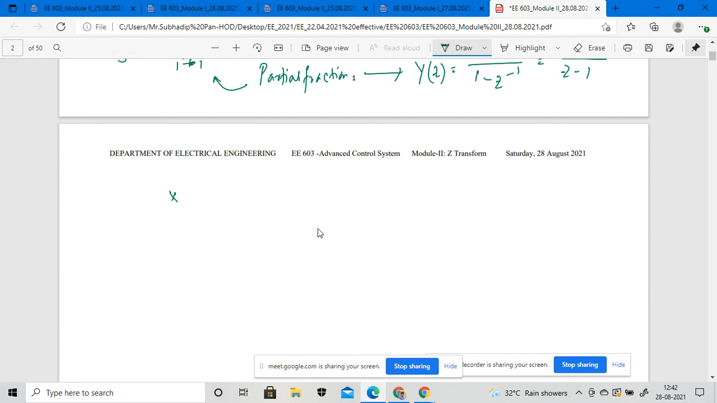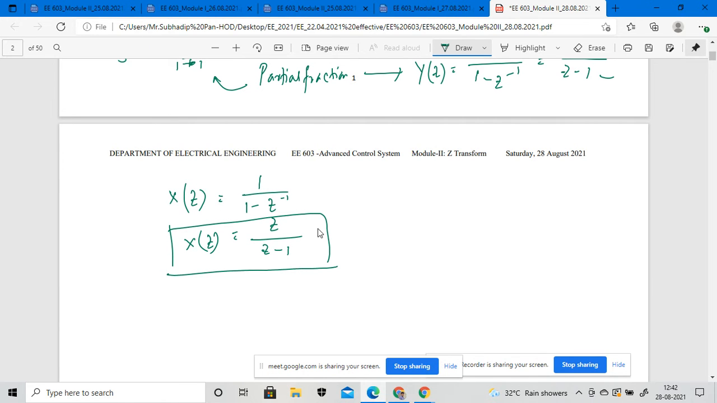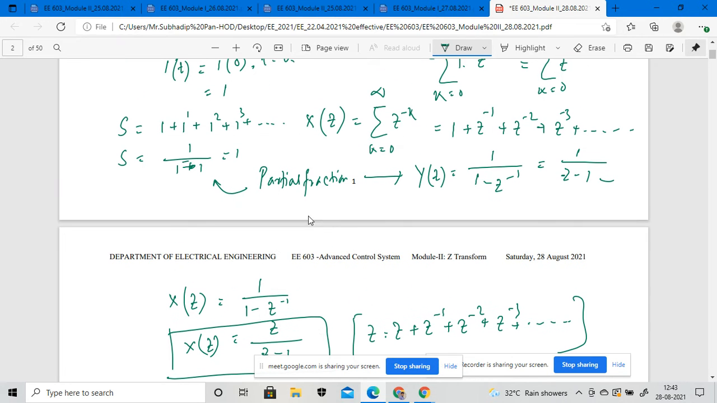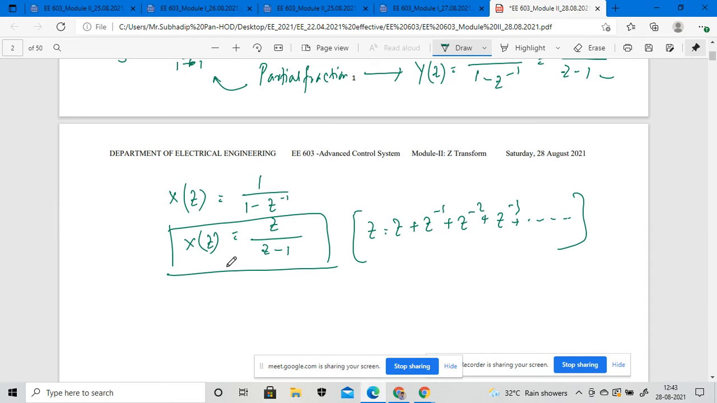So x of z, we will be considering 1 minus z inverse. That means we are considering it like this, or we can consider the values of z minus 1. So this will be the z transformation of a particular sequence: 1 plus z to the power minus 1 plus z to the power minus 2 plus z to the power minus 3 plus dot dot dot, like this.